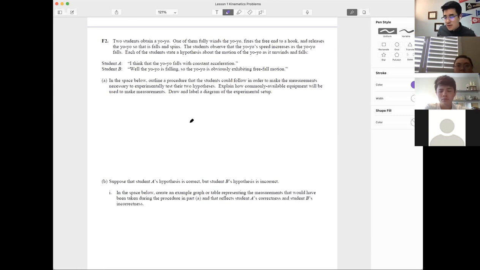So in the space below, outline a procedure the students could follow to make the measurements necessary to experimentally test their 2 hypotheses. Explain how commonly available equipment will be used to make measurements. Draw and label a diagram of the experimental setup. This one doesn't have one right answer. So take a second and think through this.